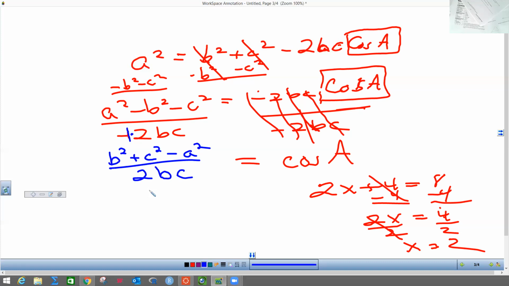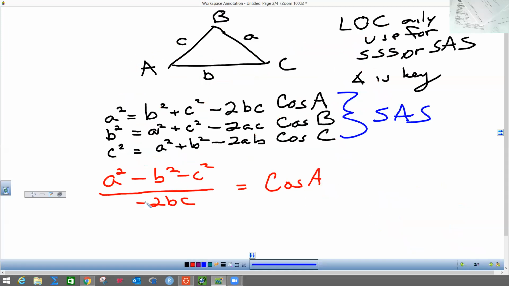Okay, so I'm going to come back over here and I'm going to change this around because I'm going to divide that by the negative part. So when I do, you're going to have, let's go back to red, b squared plus c squared minus a squared over this. So that's if you're going to find A.